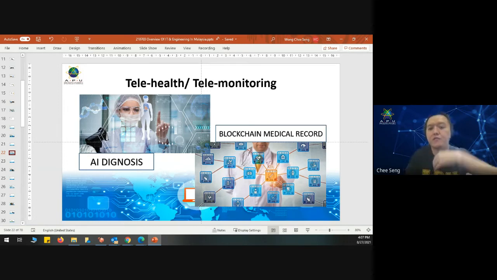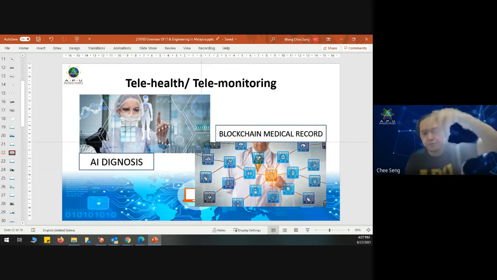Even if one day you travel overseas, touch wood, something happens to you and you are sent into a hospital of that country. They might not know who you are, but based on this blockchain technology, they can plug in your information from Malaysia's clinic or hospital. So they will know what your allergy is, what your symptoms are, what kind of medical history you have. So that's the whole idea of the so-called blockchain medical records.